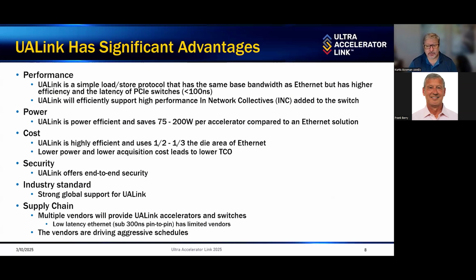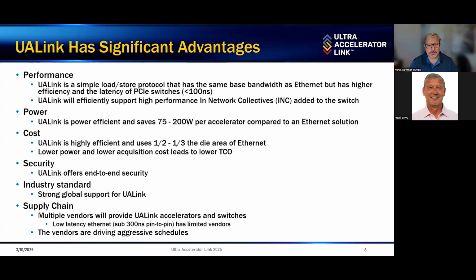Big piece is power. So what we see is by using UALink, which is a very simple protocol, very effective in its use of the die area, we actually save somewhere between 75 and 200 watts per GPU or per accelerator when you compare that to an Ethernet solution. Part of that is in the interface, part of it's in the switch itself. But when you start to look at how power hungry accelerators are getting, being able to save 75 to 200 watts means you're able to add more power to your accelerators.